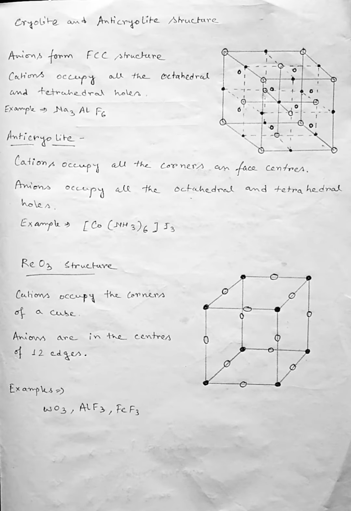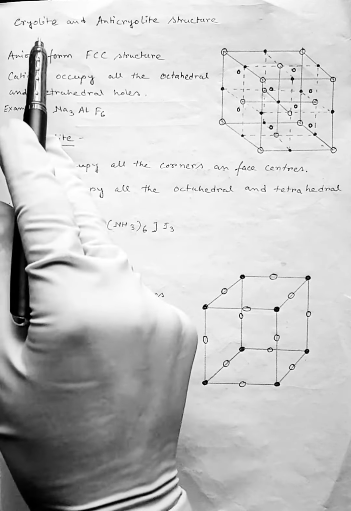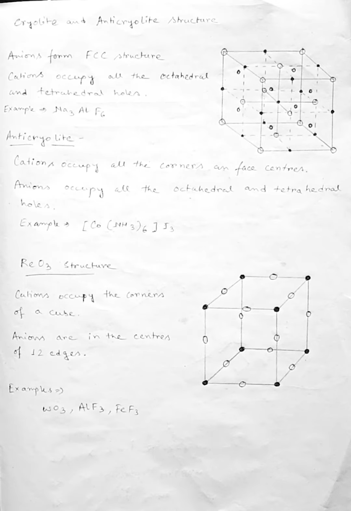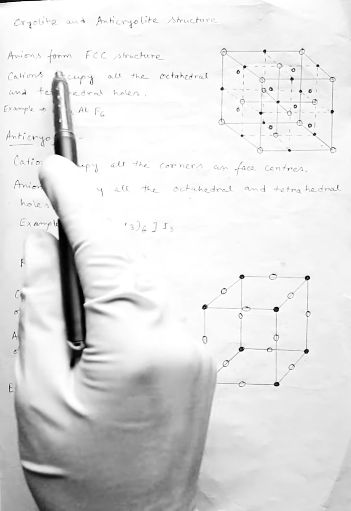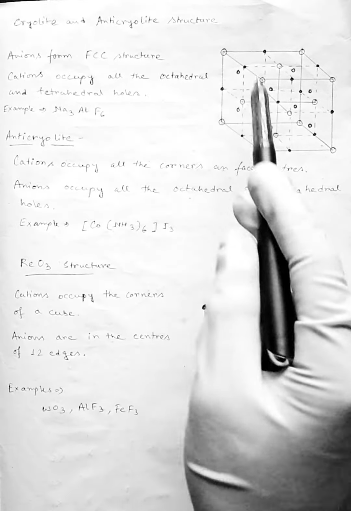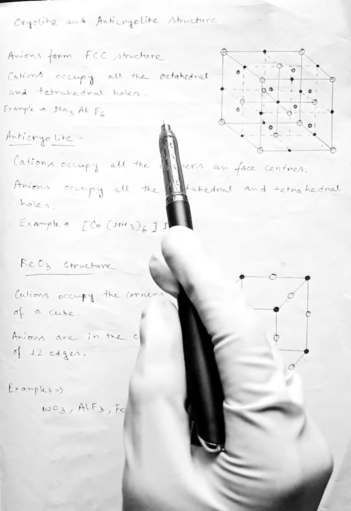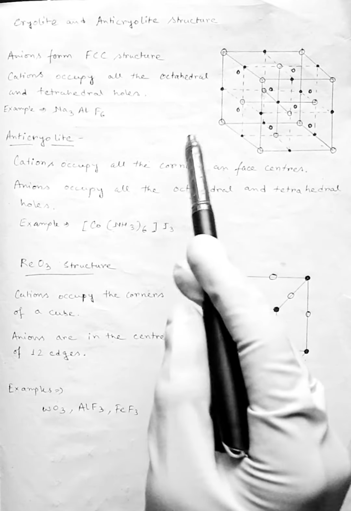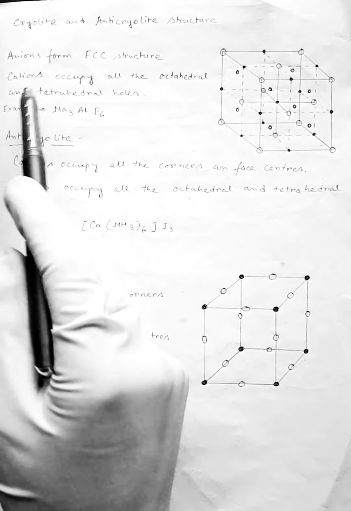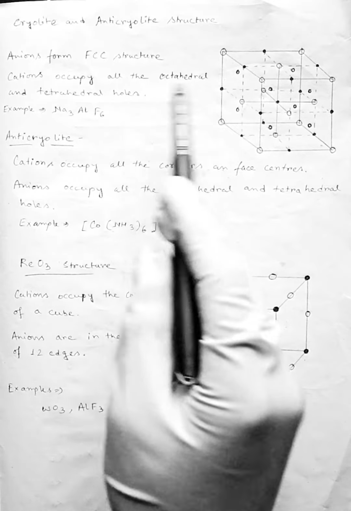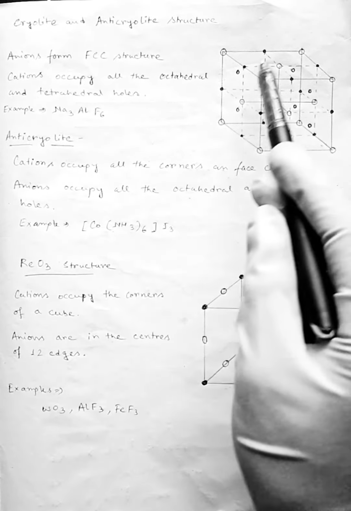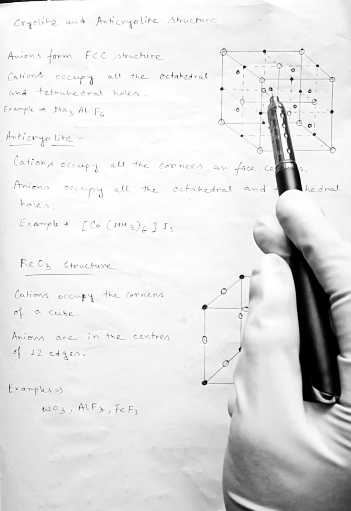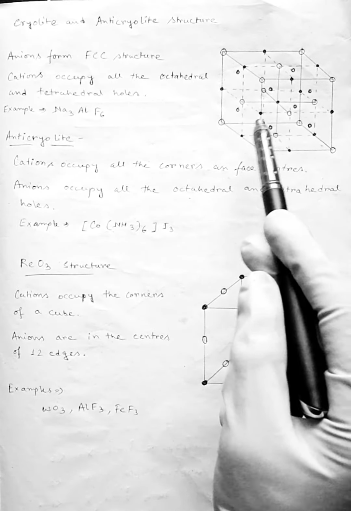In this video, we will talk about cryolite and anticryolite structure. In the cryolite structure, anions form FCC structure. That means all the corners and the face centers are occupied by anions. And the cations occupy all the octahedral and tetrahedral holes. So all the octahedral and tetrahedral holes are occupied by cations.